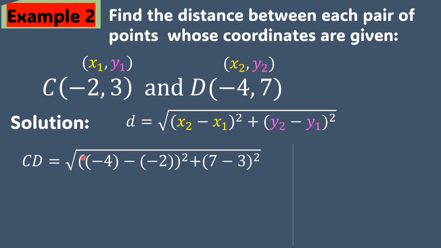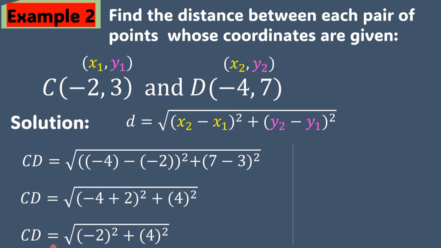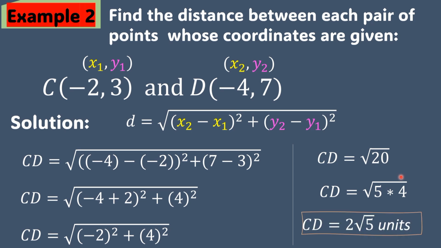The distance CD then is equal to the square root of negative 4 minus negative 2 quantity squared plus 7 minus 3 quantity squared. Simplifying, the distance CD is equal to the square root of negative 2 squared plus 4 squared. Then the distance CD is square root of 20, which is 2 square root of 5 units.